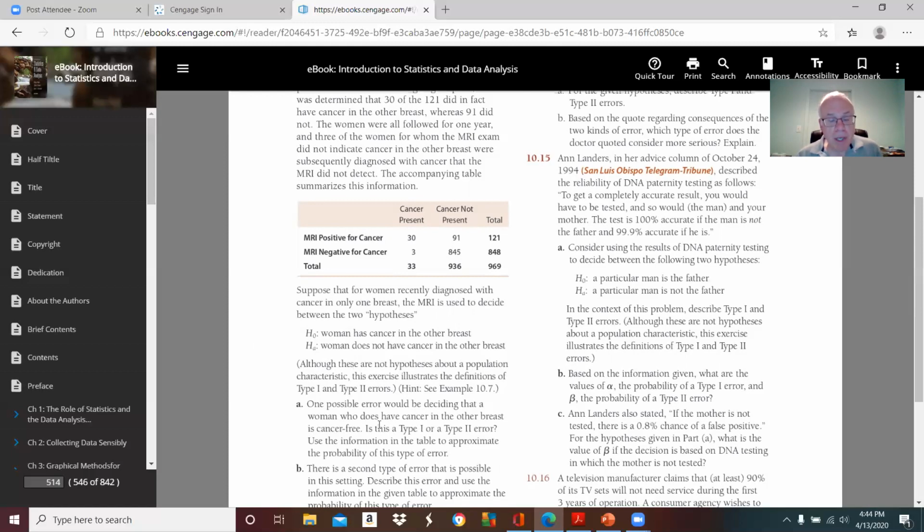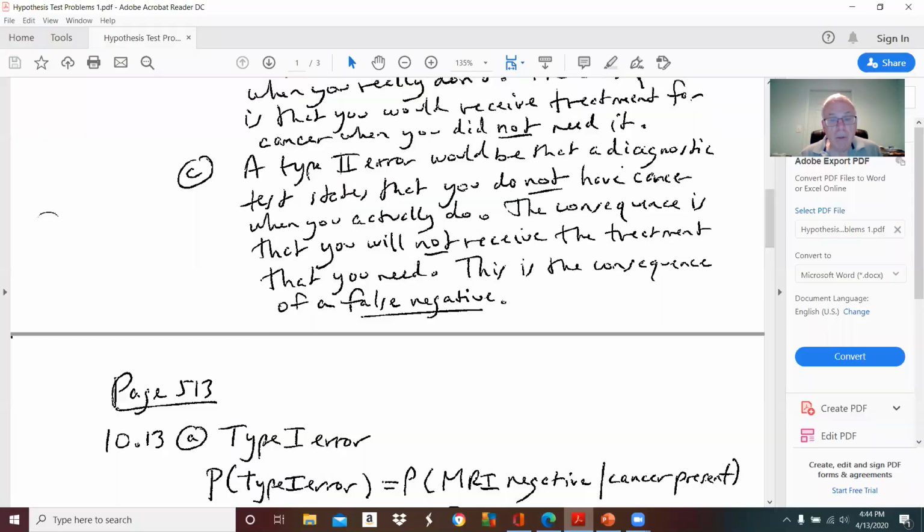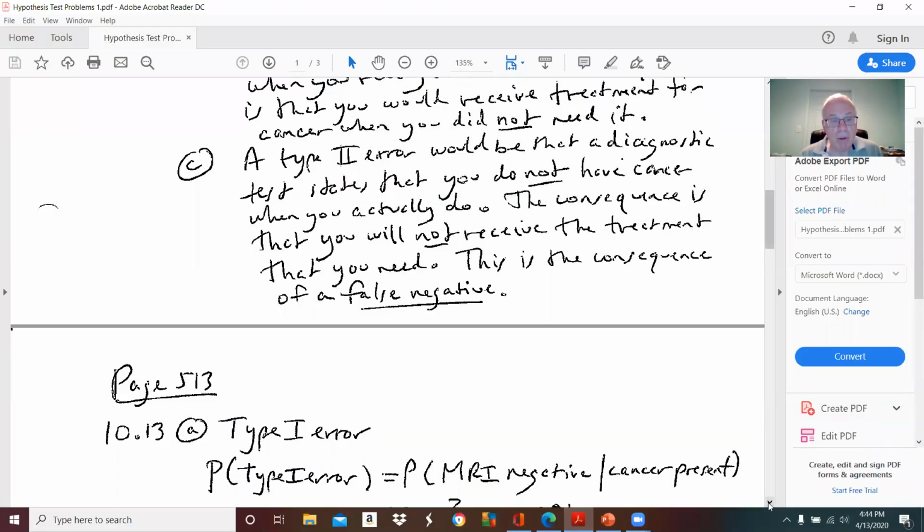The test, the MRI, is saying the person's cancer-free, which is the alternative, when in fact the person does have cancer. So when we say the alternative hypothesis is true, when in reality H naught is true, then that is a type 1 error. So the answer to A for this problem here is type 1 error.